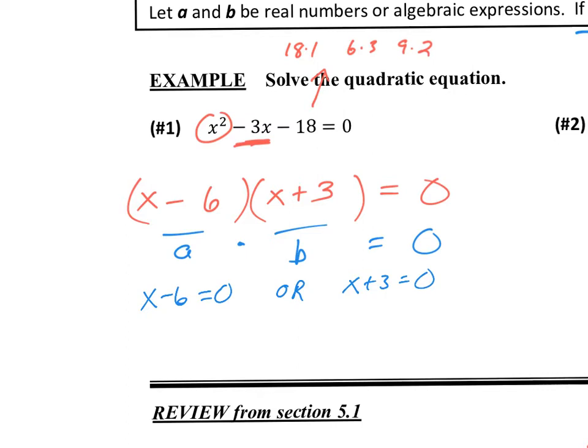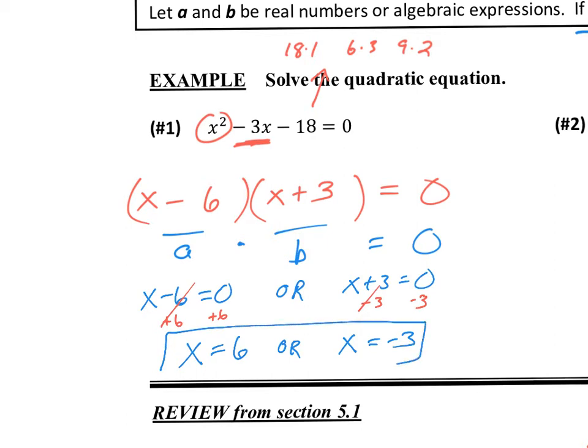So if you solve the first equation, you'd add 6. You would get x equals 6. Or solve the second equation, you'd minus 3. So x equals negative 3. So your two answers would be either x equals 6 or x equals negative 3.